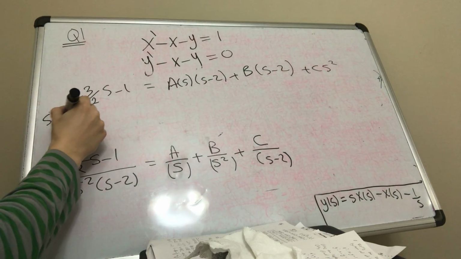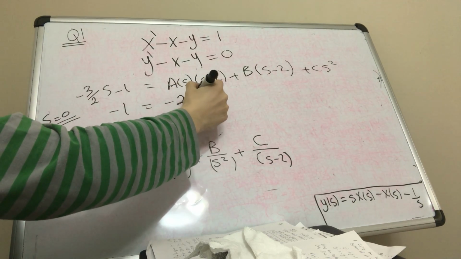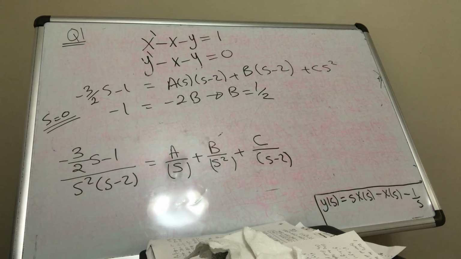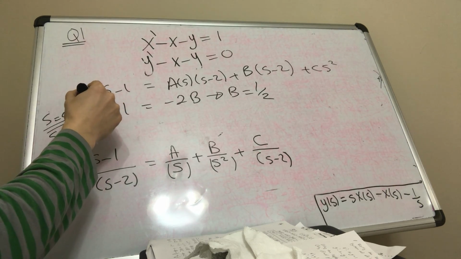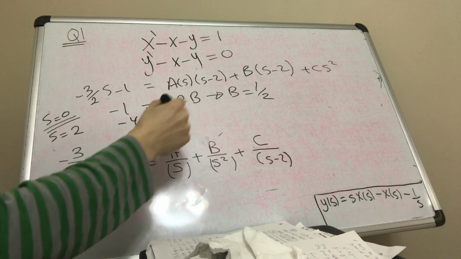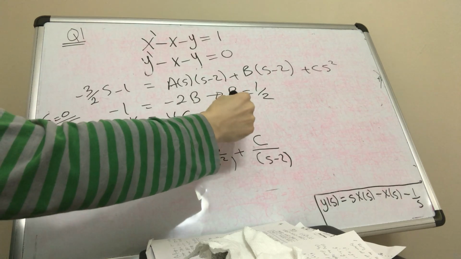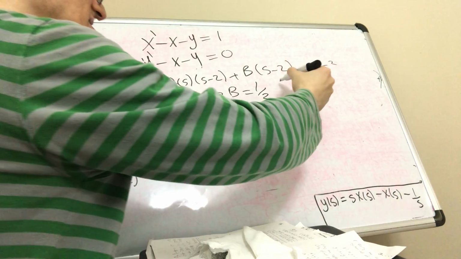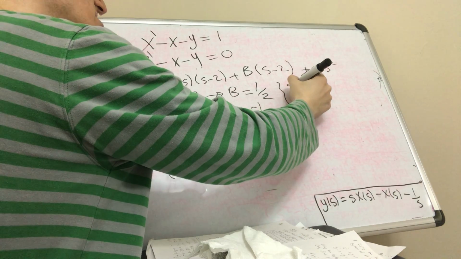So we try 0. That tells me it's negative 2b, so b is half. Try 2. 2 here gives you negative 3 minus 1, negative 4. The 2s cancel, you have 4c, so c is minus 1. Since we're out of numbers that cancel anything, I'll try 1.